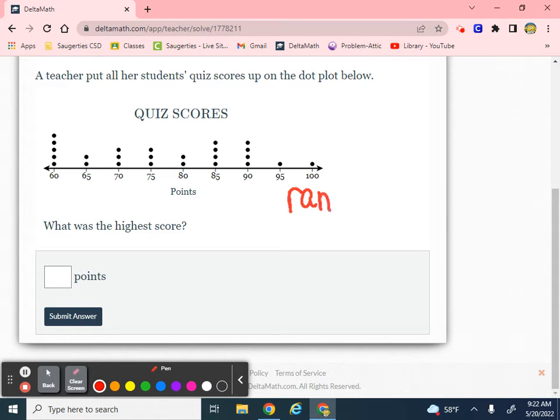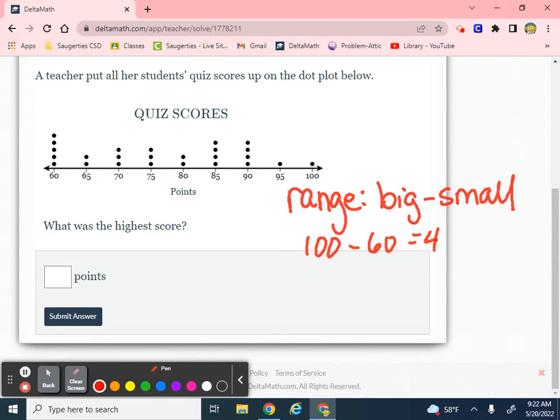There's also, they're going to ask you about the range. The range is the biggest minus the smallest. So you would do 100 minus 60, and the range is 40. Okay, range is just the biggest minus the smallest.